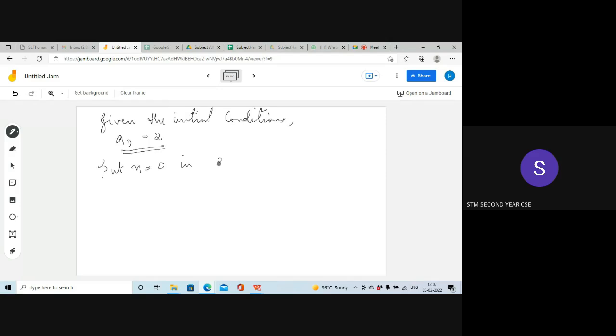The equation is an is equal to (c1 plus c2 n) into 1 raised to n plus our particular solution, n square into 1 by 2. Putting n is equal to 0, we get a0 is equal to c1 plus c2 into 0 into 1 raised to 0 plus 0 square into 1 by 2. This term becomes 0, 1 raised to 0 is 1, and c2 into 0 becomes 0. So a0 is equal to c1, and we are given a0 is equal to 2, so c1 is equal to 2.